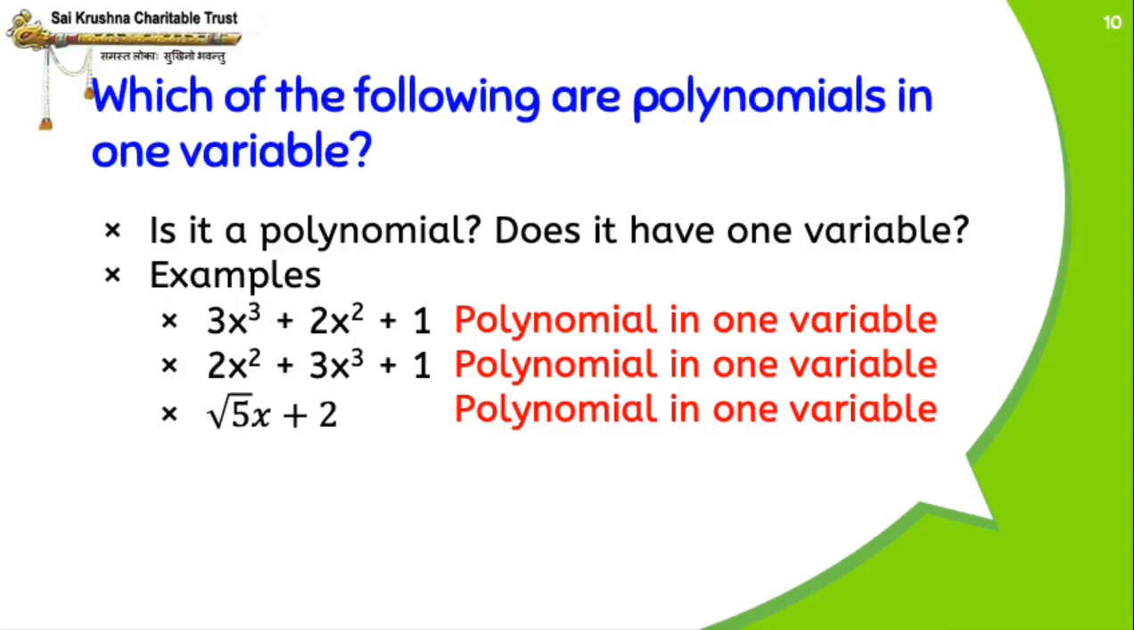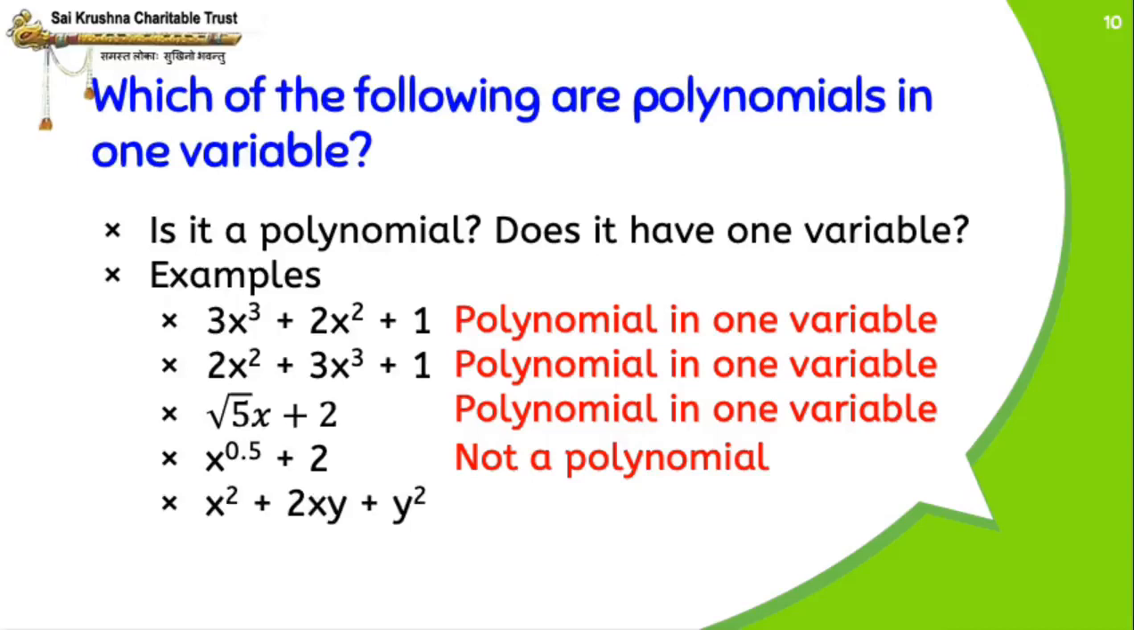What about x power 0.5 plus 2? This is the same as writing square root of x plus 2. Is this a polynomial in one variable? Well, it has one variable, but it is not a polynomial because 0.5, the power on x, is not a whole number. Is x squared plus 2xy plus y squared a polynomial in one variable? It is a polynomial because all the exponents are whole numbers, but it is not a polynomial in one variable because I have two variables, x and y.